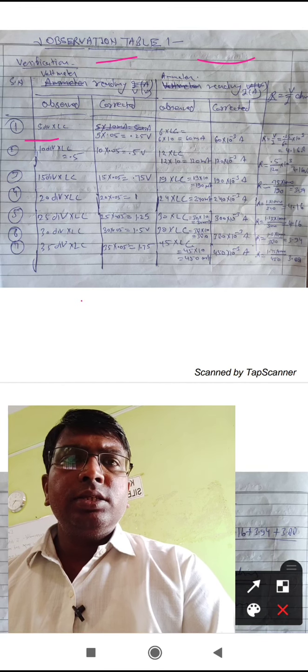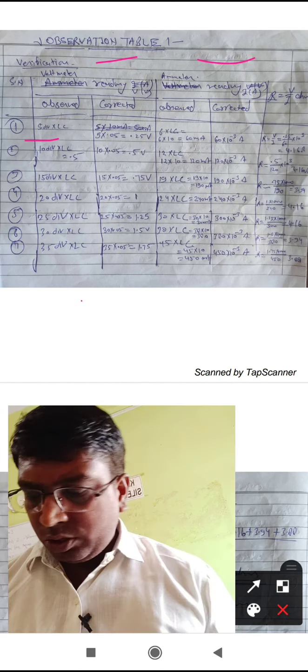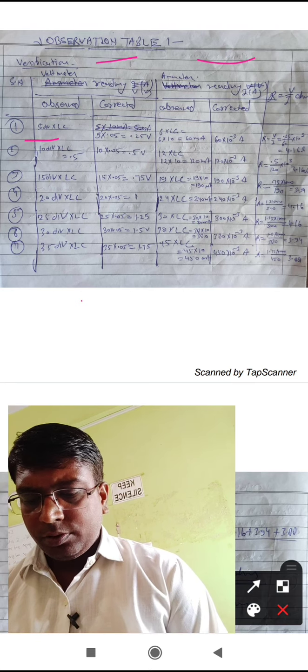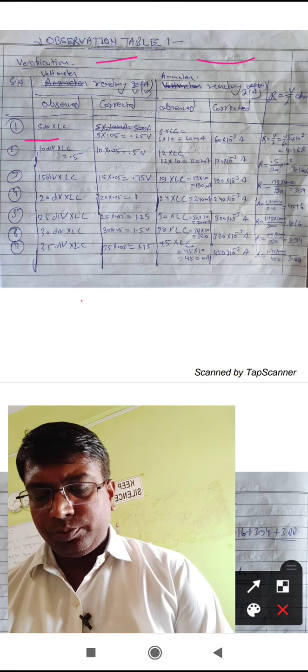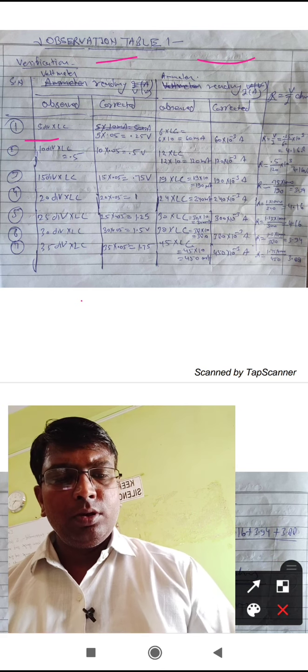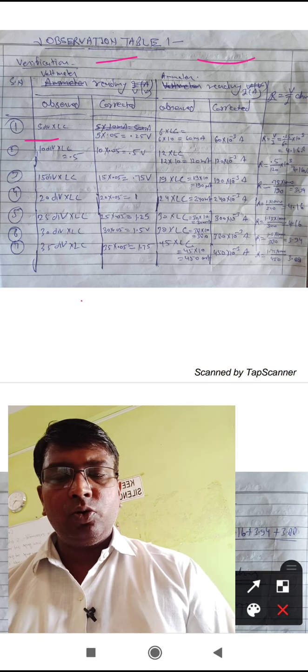So the resistance is given by V upon I. So R is equal to 0.25 upon 60 into 10 to the power minus 3, that is 4.16 ohm.